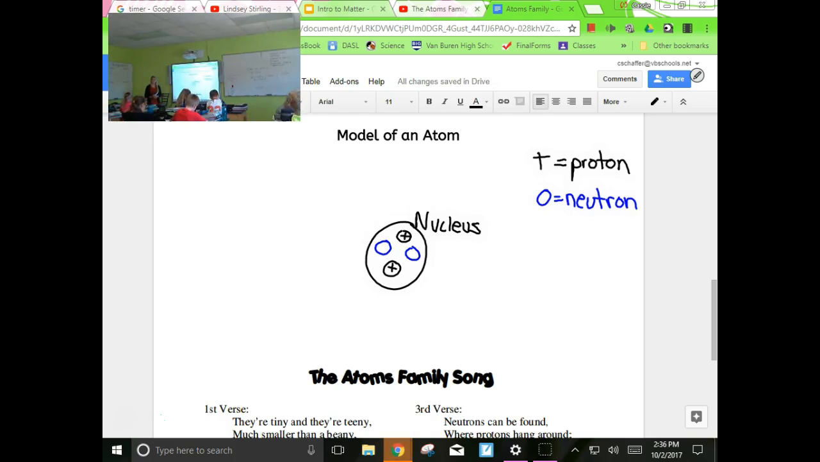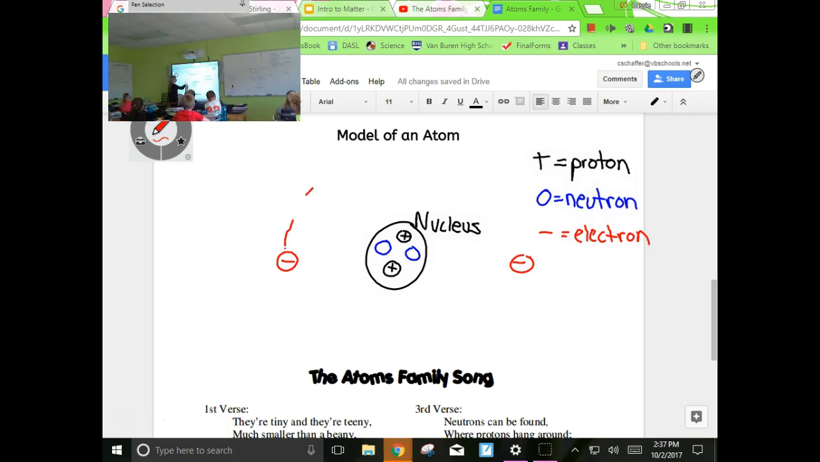We have one more person. Where is he located? Kashi? Around the nucleus. So I'm going to use, what symbol should I use for him? Alan? Negative sign. Okay, so he's around the nucleus, so I'm going to have to just draw another circle here around.